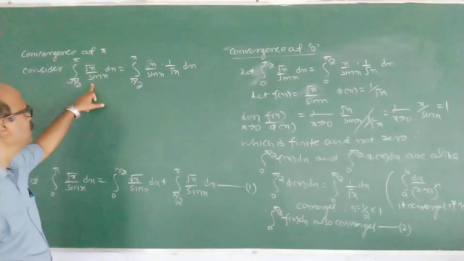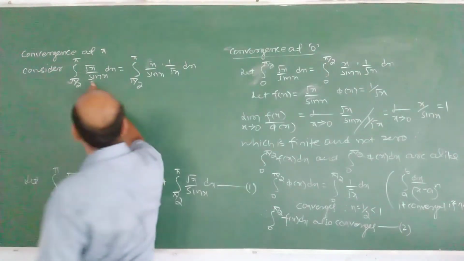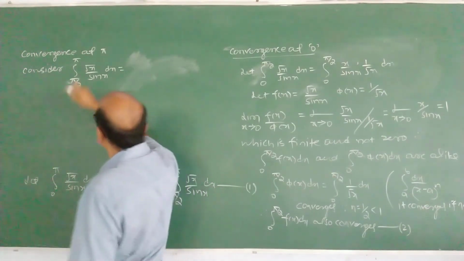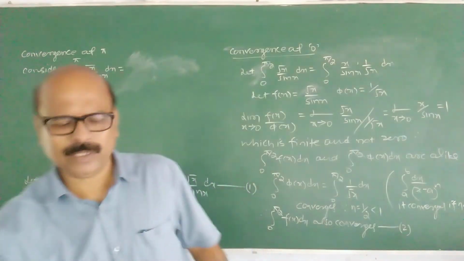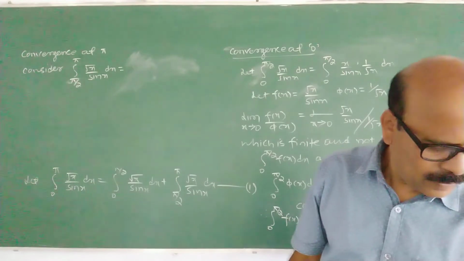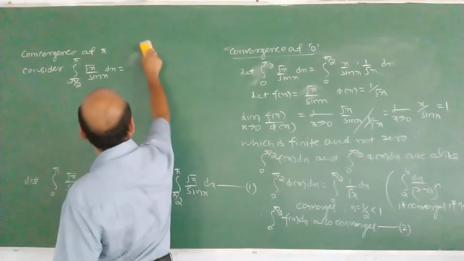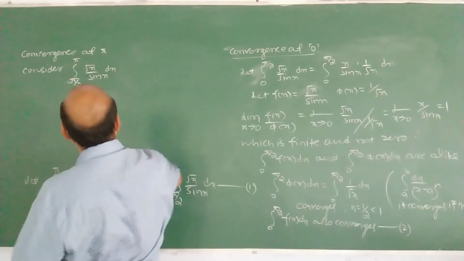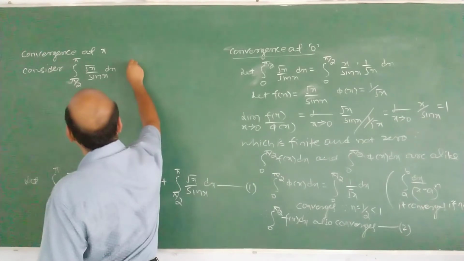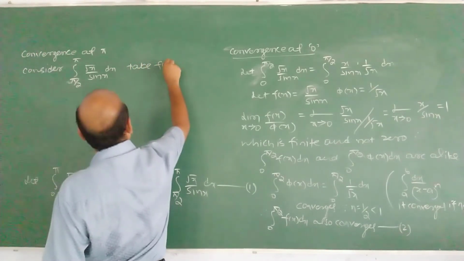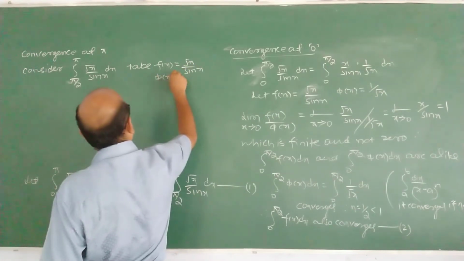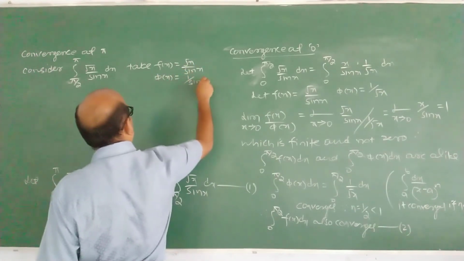The discontinuity is because of this pi. So keep it as it is. Keep this as it is. And we take g(x) as, since we have to discuss the convergence at pi, this is root x by sin x. Take f(x) as root x by sin x and g(x) as 1 upon sin x.